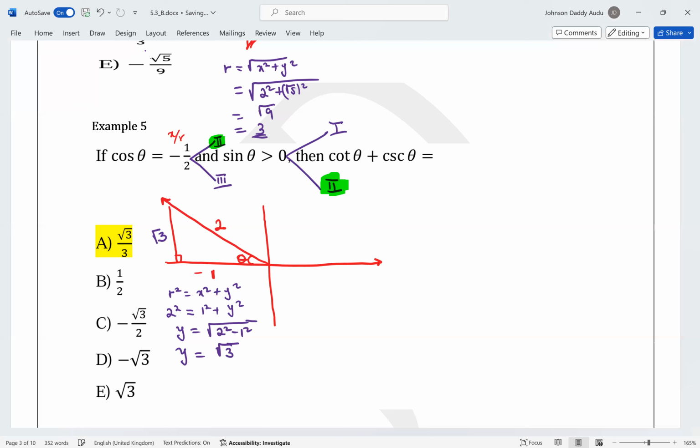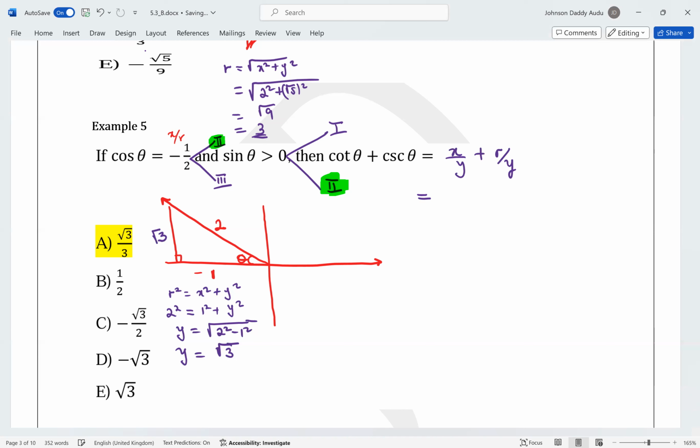Now to find cotan theta plus cosec theta. Cotan is the opposite of tan, so this will be x over y. So this is going to be x over y plus cosec. Cosec is the reciprocal of sine. Remember, sine is y over r, so this is going to be r over y.